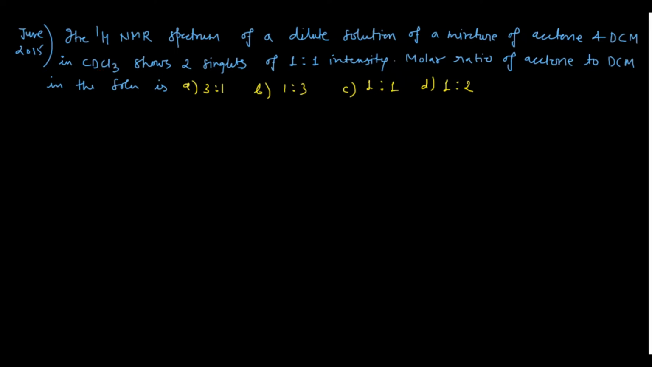This NMR spectrum shows two singlets, that means two single peaks of the intensity 1:1. What would be the molar ratio of acetone to dichloromethane in the solution? You have been given four options, and you have to solve this particular question. This question is again a very straightforward and very simple question. How can we solve this?